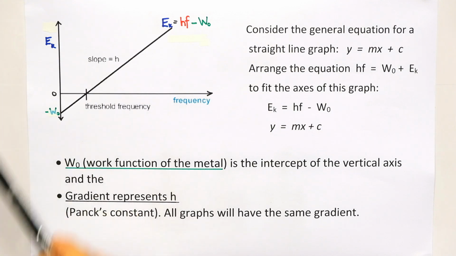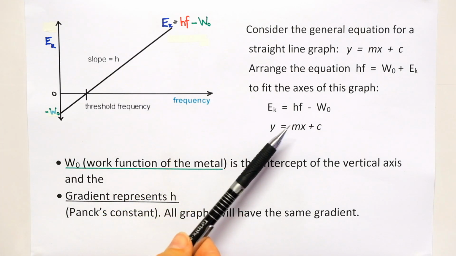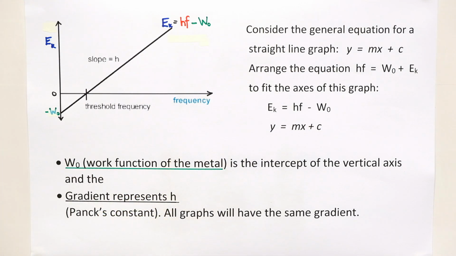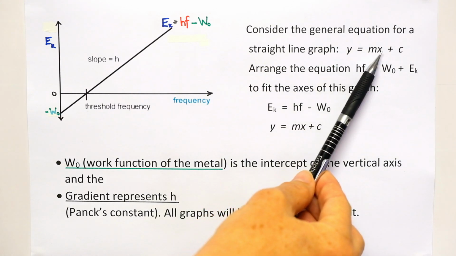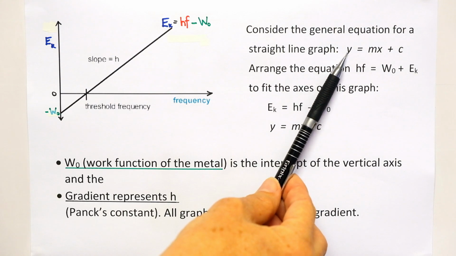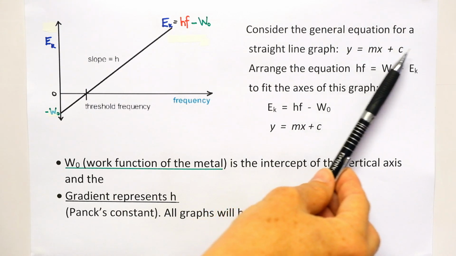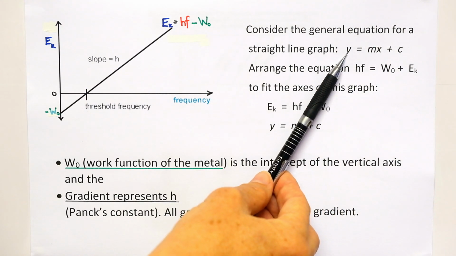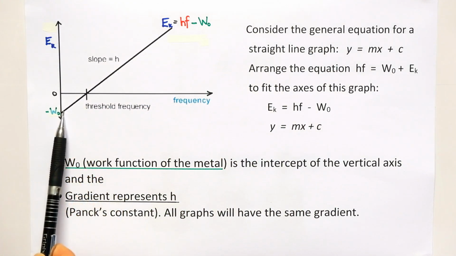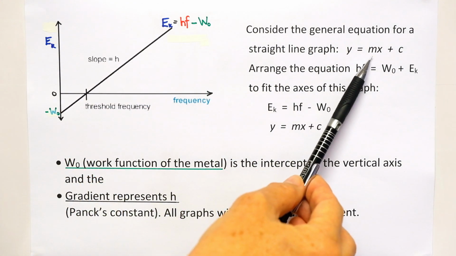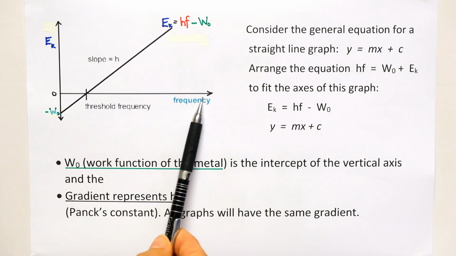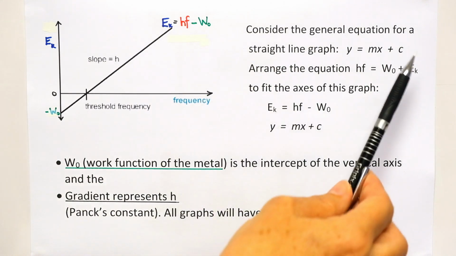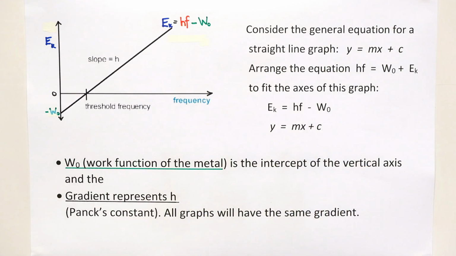For now, just ignore the graph and look on the right-hand side. If we consider the general equation for a straight line graph, you know it is y equals mx plus c, or f of x equals mx plus c. This is your vertical axis, so in this case it's kinetic energy. M is your gradient, x is your horizontal axis, in this case it is the frequency of the incident light, and c is your y-intercept.